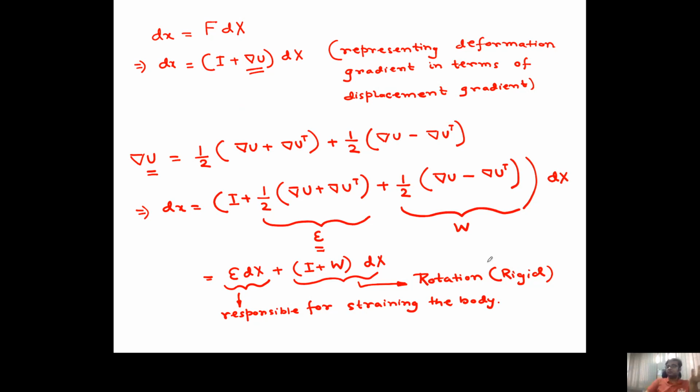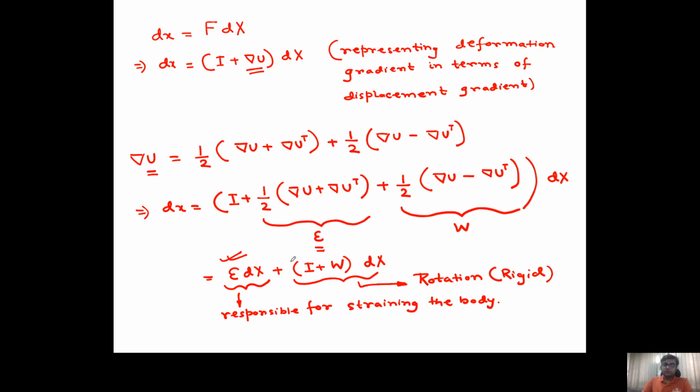What does rigid rotation mean? Rigid rotation means that if we look at the relative position of particles within a body, the relative position will not change. However, each particle has displaced. So the body has rotated, the body has displaced, however the body has not deformed. The body will not deform because of this part. Deformation of the body is because of the first term. These are things we discussed earlier, right?